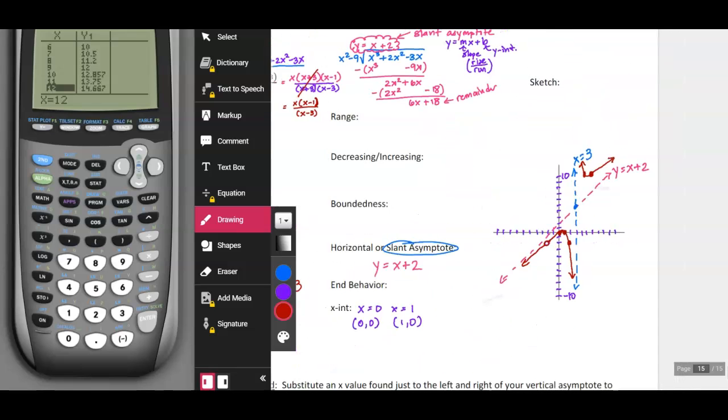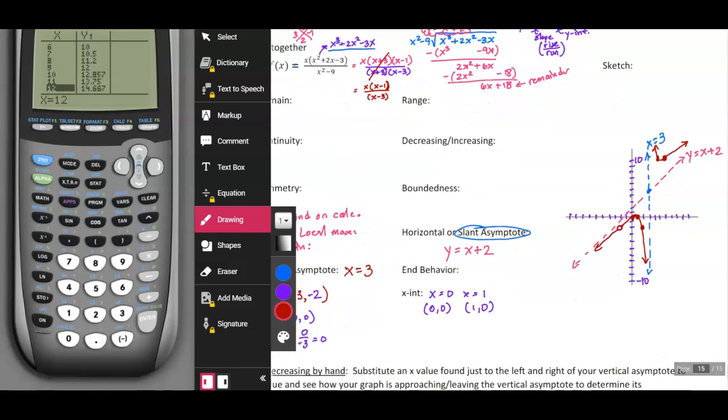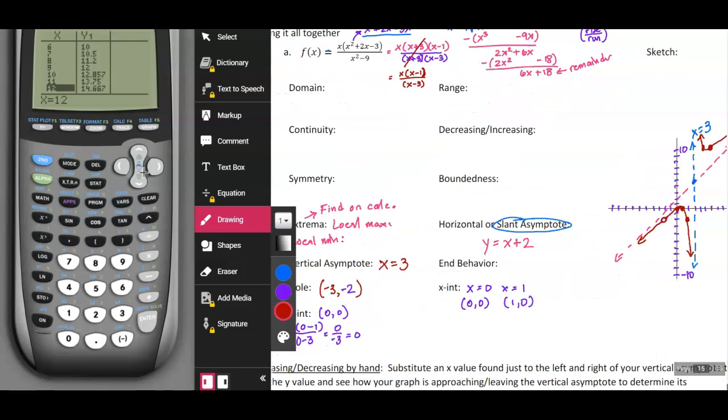So first I'm going to find both my local max and my local min. Starting with my local max, you go second trace, maximum, left bound, get to the left of your point, right bound, get to the right, guess, get about on it, which I know is between 0 and 1. So this is my local max, 0.55, 0.10. My local min, I find the same way, but second trace minimum instead.